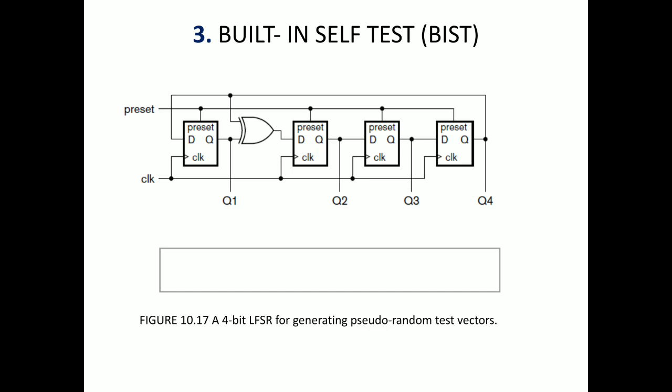How this will generate the sequence, we will also see. For example, we'll give the seed, meaning the starting point, as 1 1 1 1: Q1 equals 1, Q2 equals 1, Q3 equals 1, Q4 equals 1. That is our starting point. Before starting this circuit, we give 1 1 1 1, four ones, and we apply the clock at regular intervals. Then according to the clock pulse, the value will change.